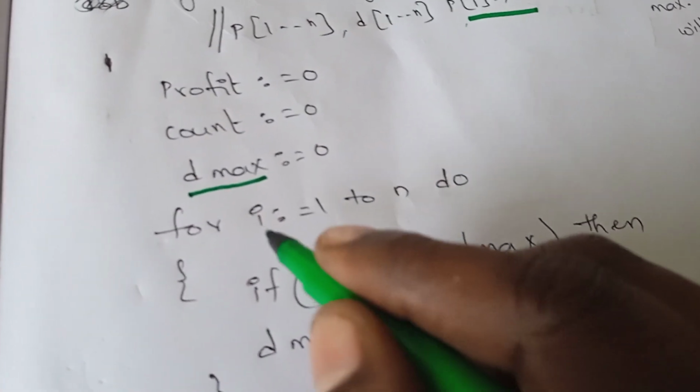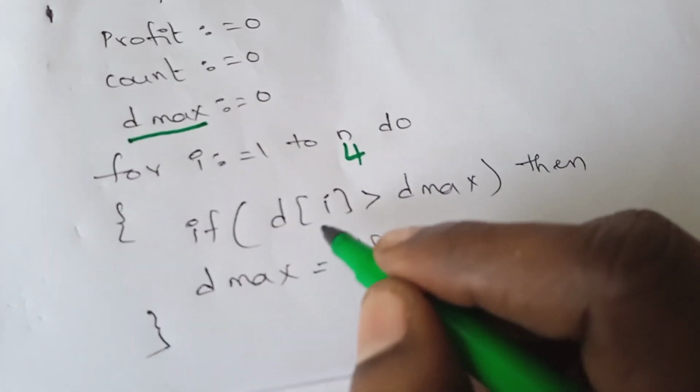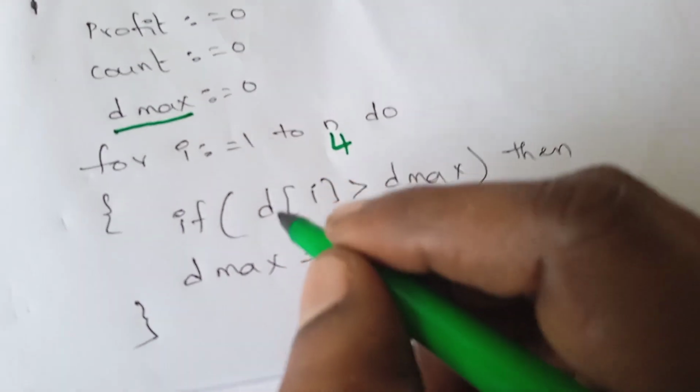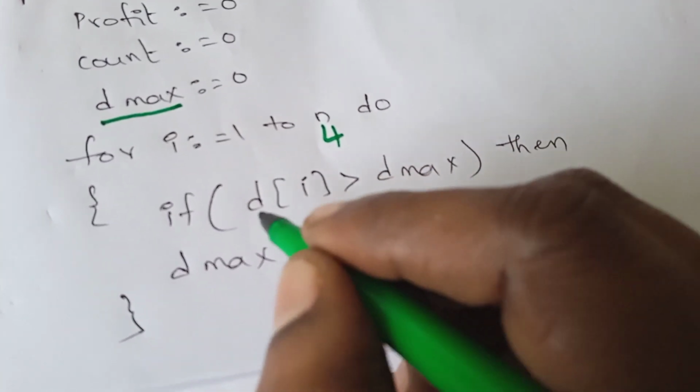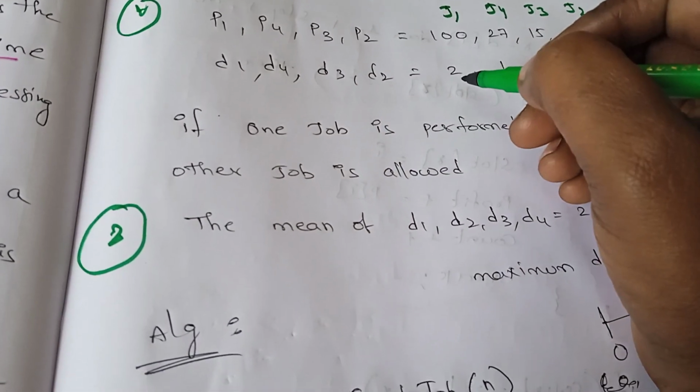Let's suppose I value has started with 1 and it will go up to 4. So D of I means what? Deadline of I. What is deadline of I? D of I, D of 1. Deadline of 1 is what? So we taken, right? 2. Deadline of 1 is 2.